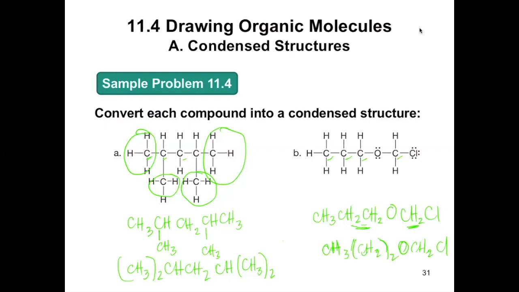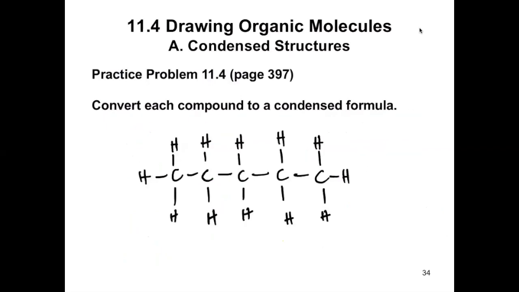So, another example is practice problem 11.4 on page 397. On this one, you have to convert the compound to a condensed formula. First carbon, CH3, then the next carbon is CH2, and then another CH2, another CH2, and CH3. So CH3, then there are three CH2.